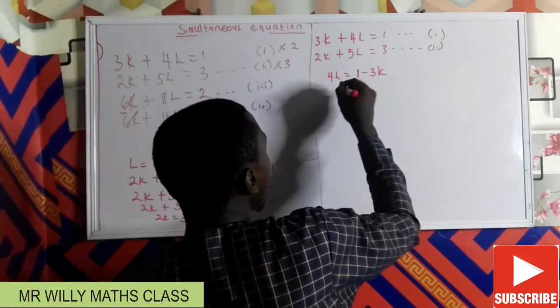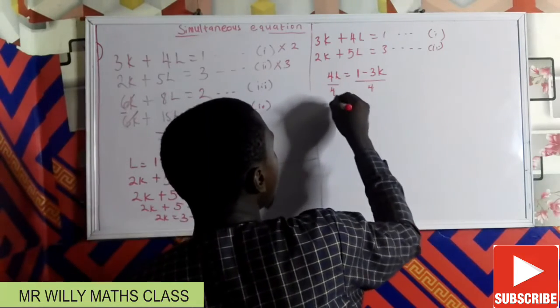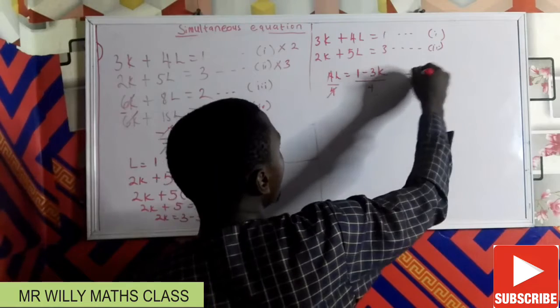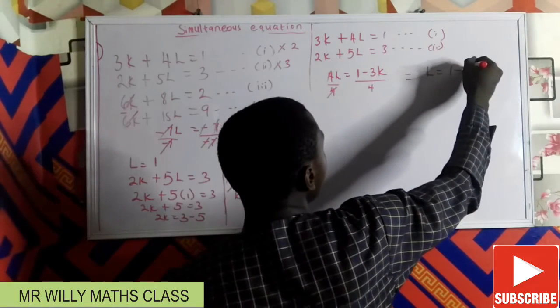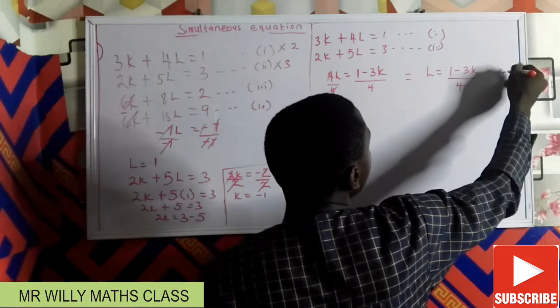Then you have L will now be what? You divide both sides by 4. So 4 will cancel 4. L will be what? L will be 1 minus 3K over 4. This will be our equation 3.